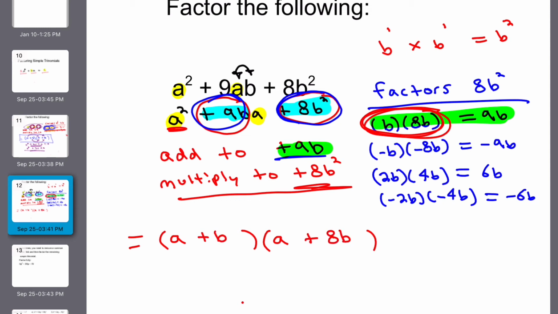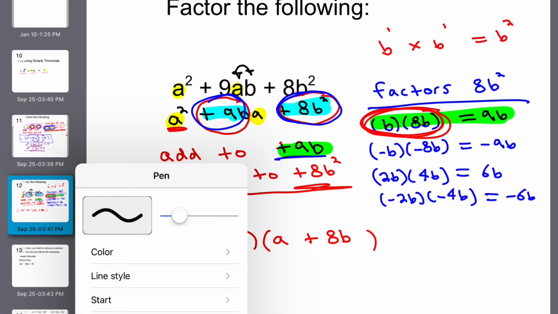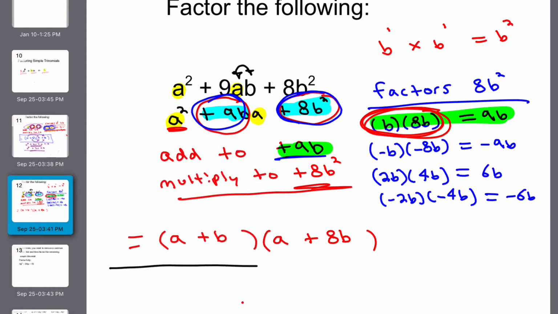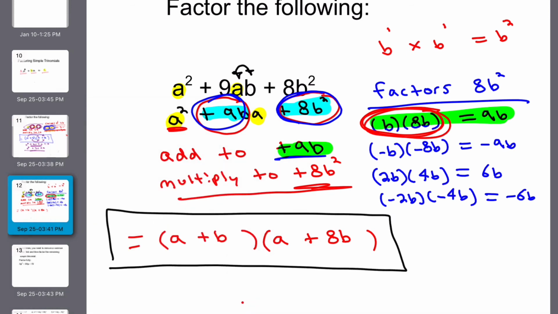And again, the order of those doesn't matter. You could have done the 8b first and put the b second. It'd be correct either which way. Okay, so there's our final answer right here: a plus b multiplied by a plus 8b. And again, to double check your work, you can re-expand it out just to make sure that it works.